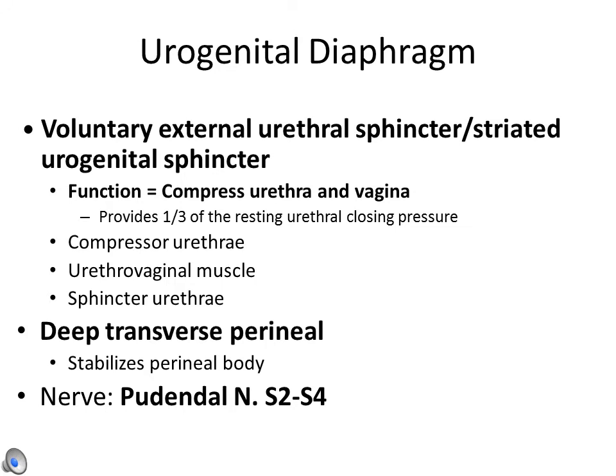The very important function of the voluntary external urethral sphincter is to compress the urethra, and also the urethra and vagina in females. This allows for closure of the urethra so that you do not have urinary leakage. In females, the external urethral sphincter is further divided into the compressor urethrae, the urethrovaginal muscle, and the sphincter urethrae muscles.